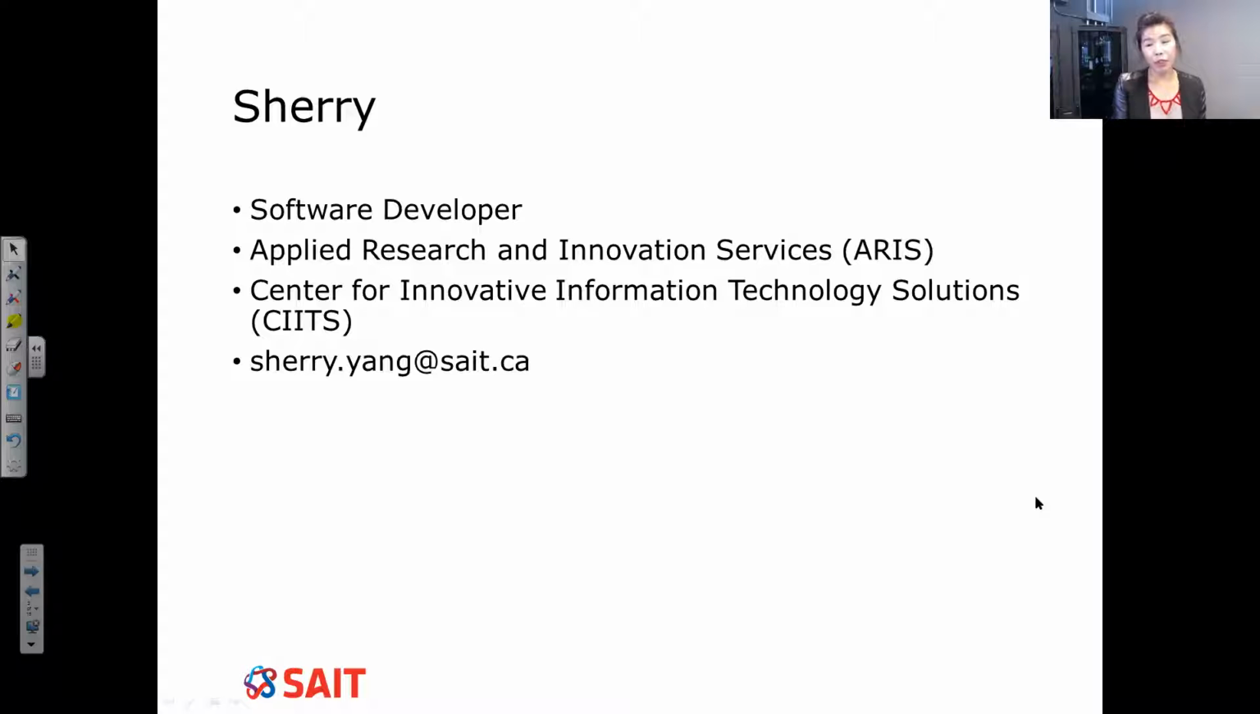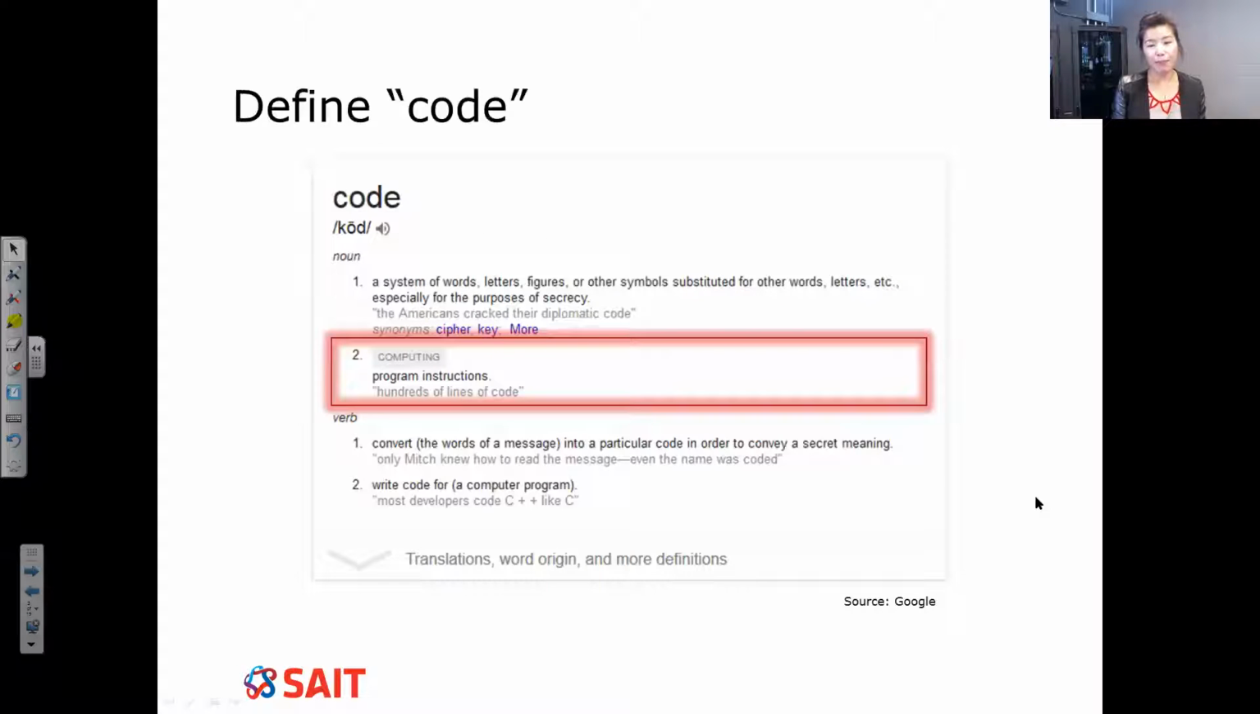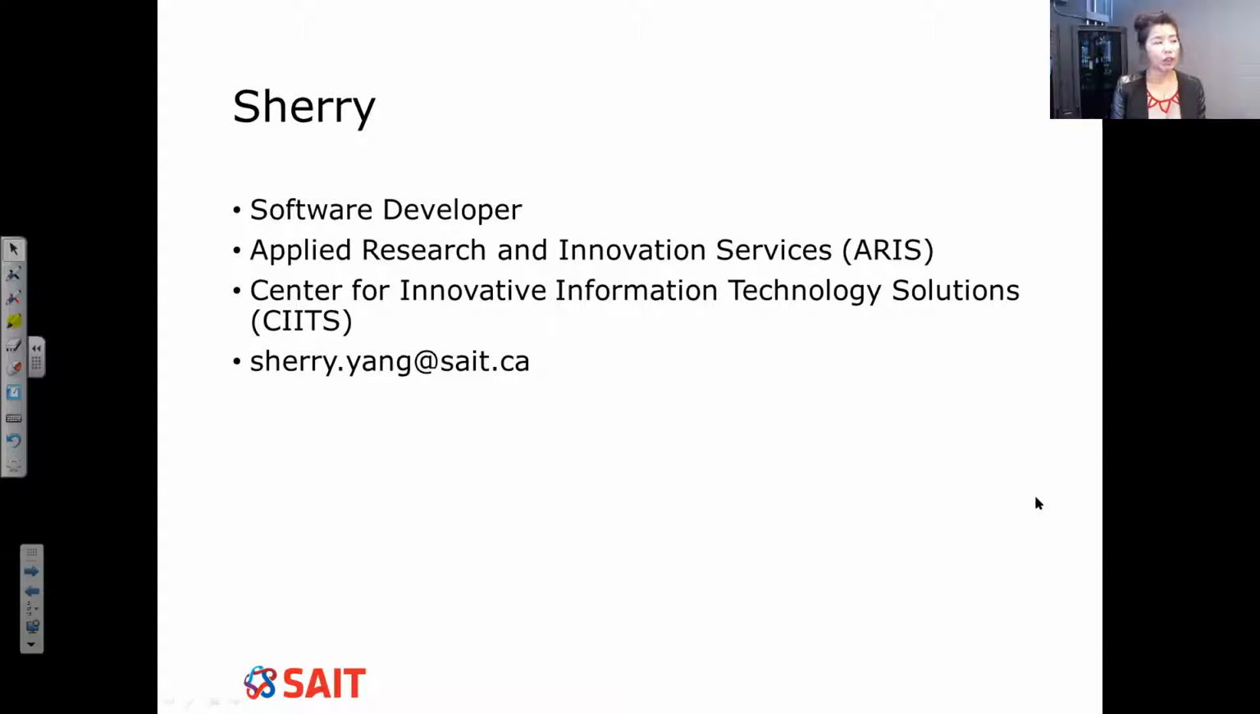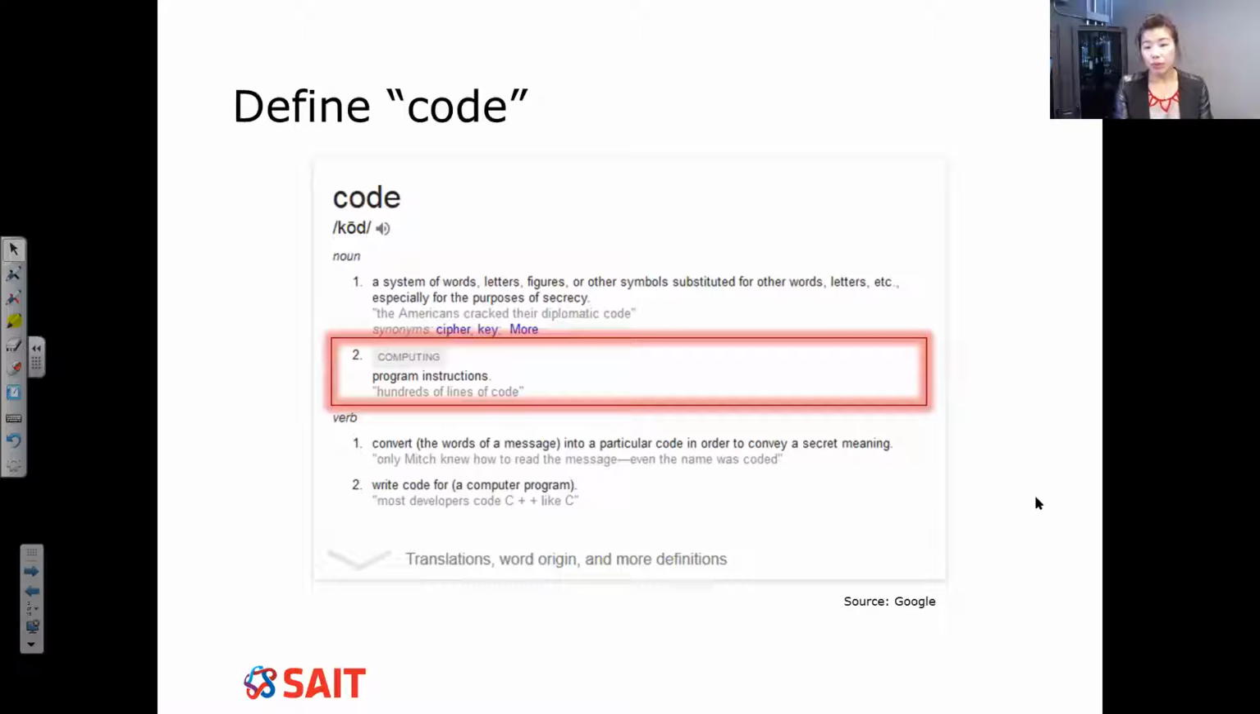And my contact information is sherry.yang@sait.ca. So we want to get right into the definition of code. First thing you do is Google what code is. And right there from Google you'll see that under computing, it is program instructions that lead you to get the computer to understand your language and interpret that into a computer instruction that a computer can process.